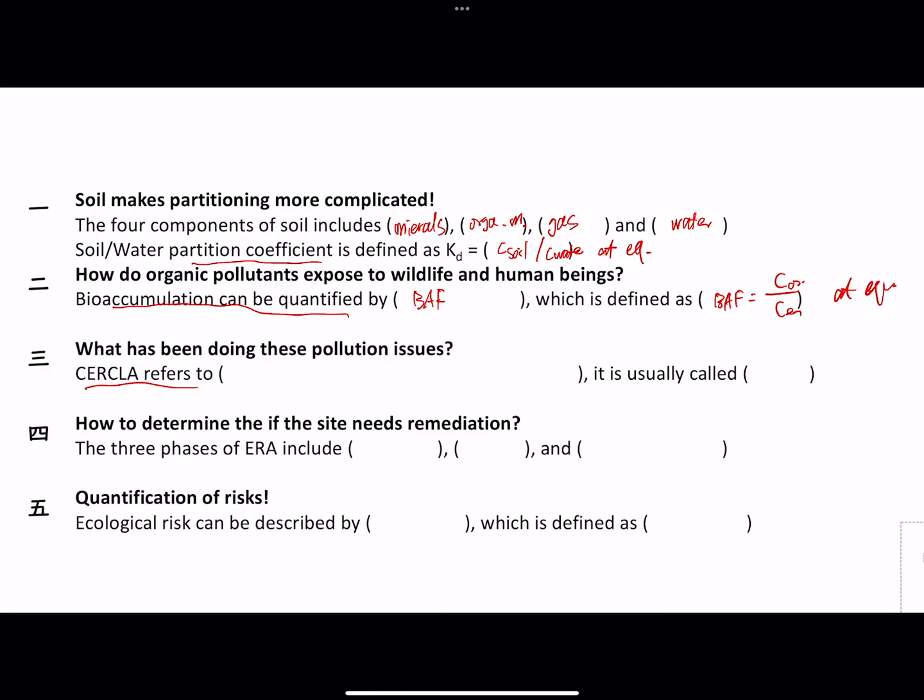And CERCLA refers to Superfund, yes. But do you guys remember the full name? I think Comprehensive Environmental... Response... Liability, right? Act. The last one is definitely Act. It's always Act. Comprehensive Environmental Response, Compensation, and Liability Act. Oh, that's good. Sounds official. Sounds like someone's reviewed that information. I will not ask the full name, but it's good to remember it, and you usually call it Superfund.